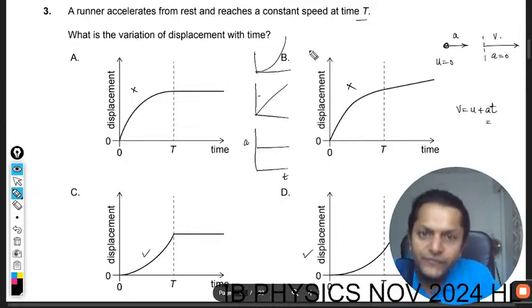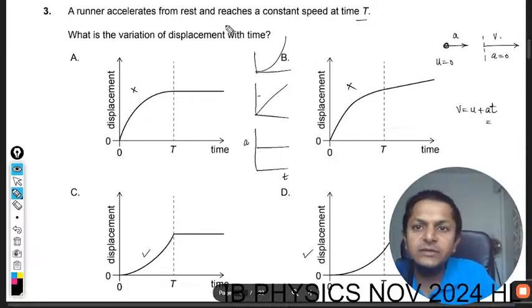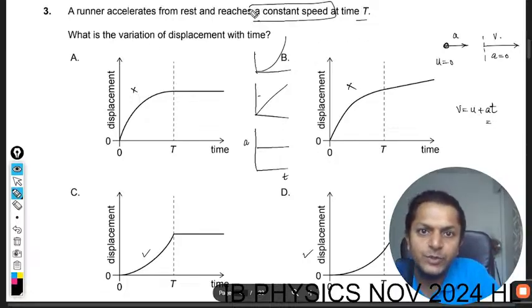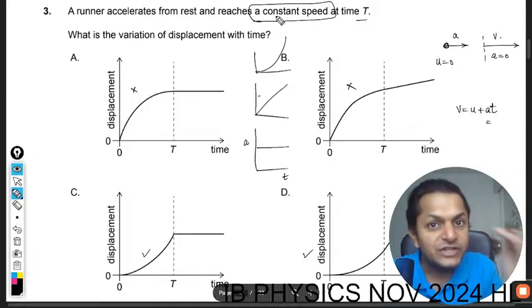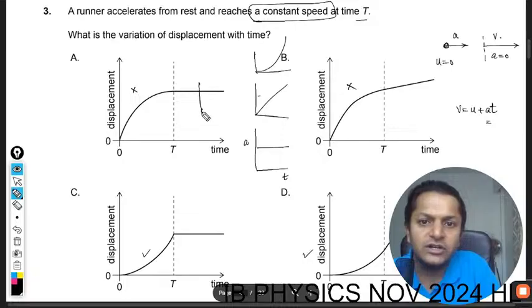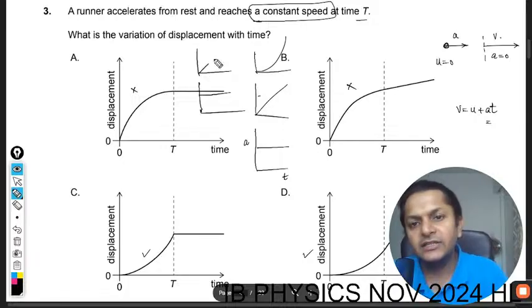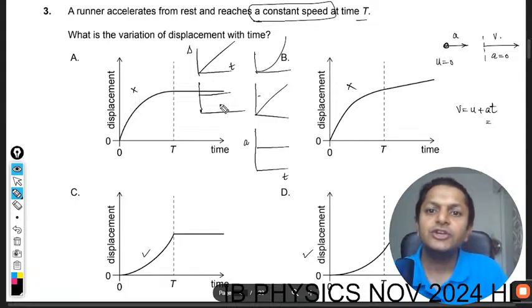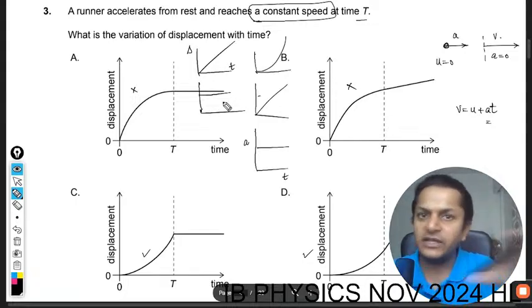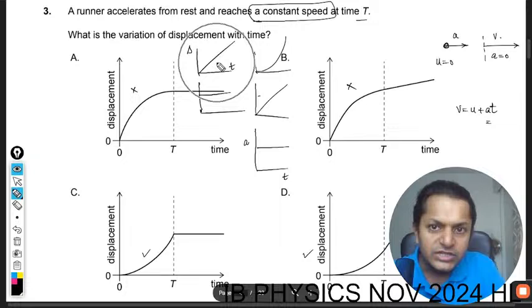Now, after that, the velocity becomes constant, reaches a constant speed. Constant speed, constant velocity means that the displacement is increasing. I have drawn the other graphs also there, that if the velocity is horizontal, like the velocity is constant, then the displacement time graph will be a straight line like this. So all graphs and all information is there in that video. Okay, so this is a straight line here.